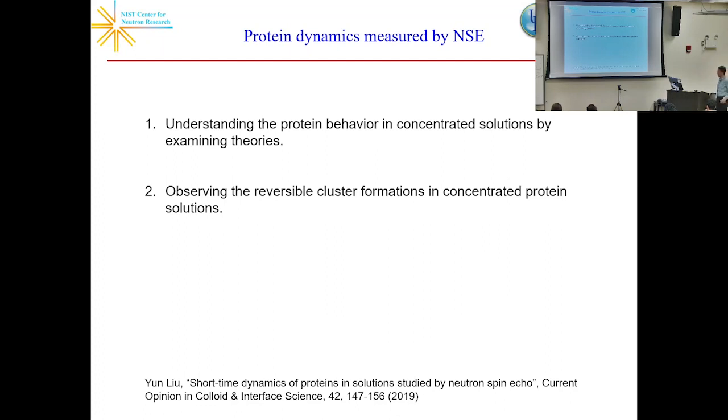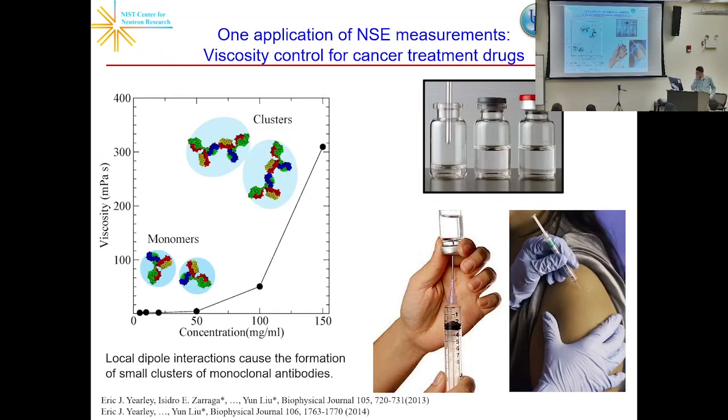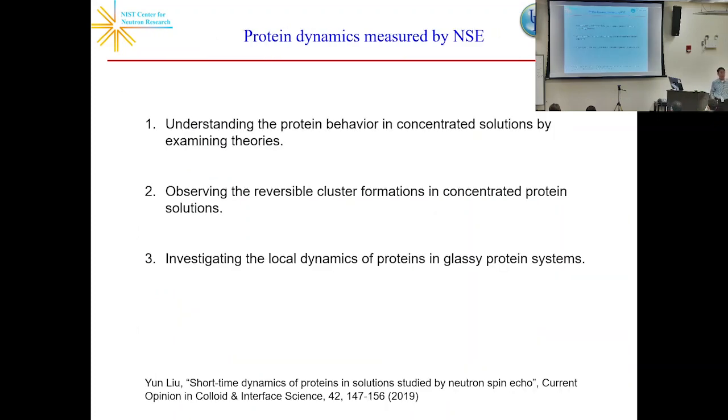You may be wondering why this is interesting. Actually, that's related to a pharmaceutical problem: understanding the mechanism related to the viscosity effect that affects many cancer treatment drugs. And people also study some fundamental physics related to this. For example, when protein goes through glass transitions, there are local dynamics they can study with neutron spin echo. But today, in this workshop, we'll use an example to study the protein internal motions.